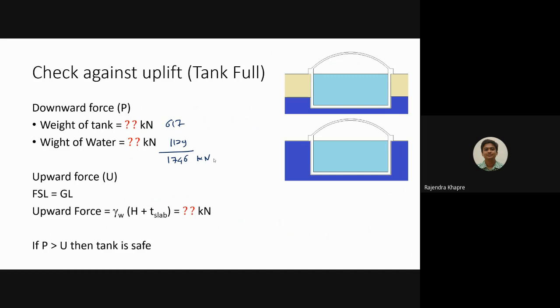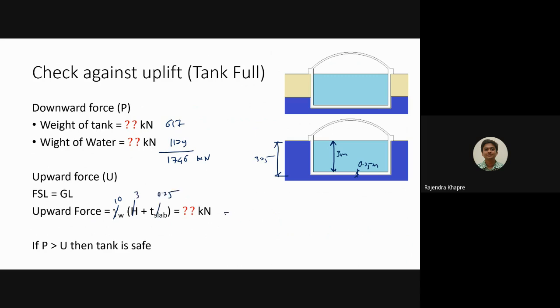Now if this is the case where the water level is reaching up to the ground level, you will be subjected to an upward pressure. Upward pressure can be calculated by a simple expression, water depth into the density of the water. Here we have a clear distance of 3 meters, plus we have a slab over here which is 0.25 meters. So this much height is nothing but 3.25.